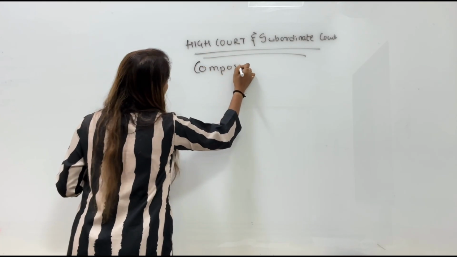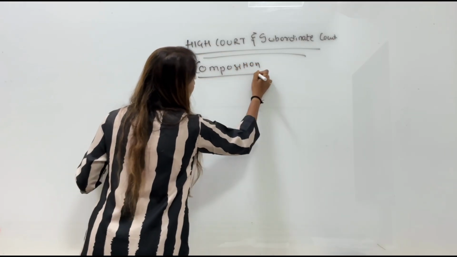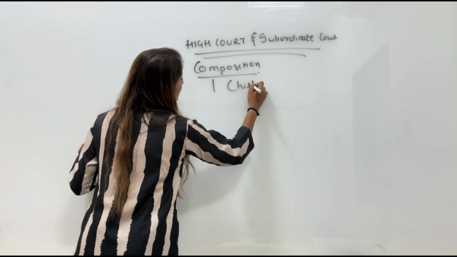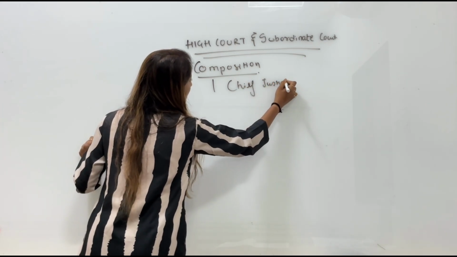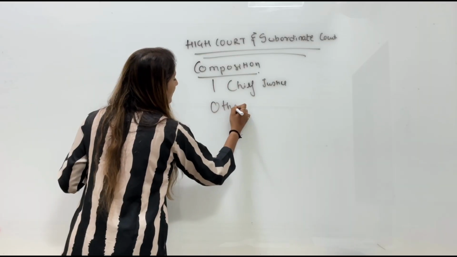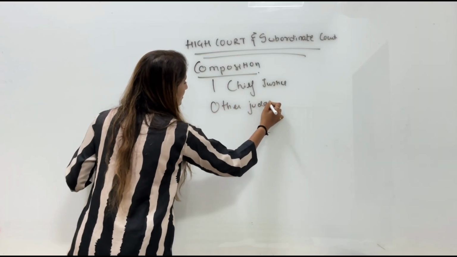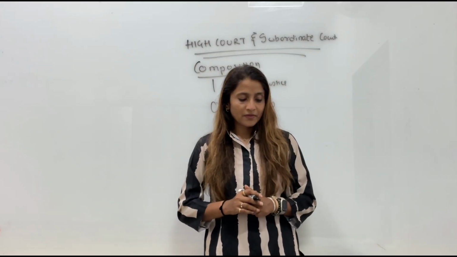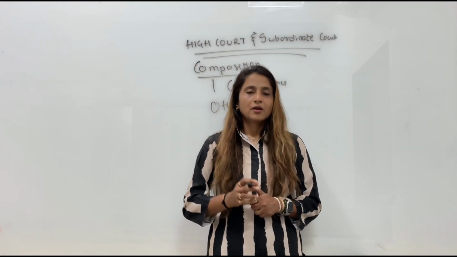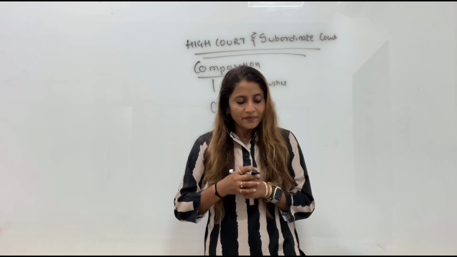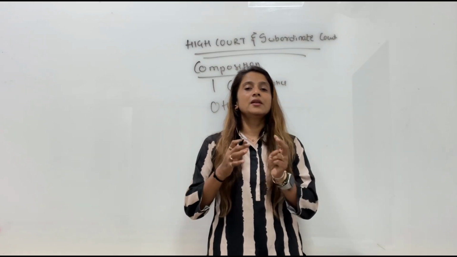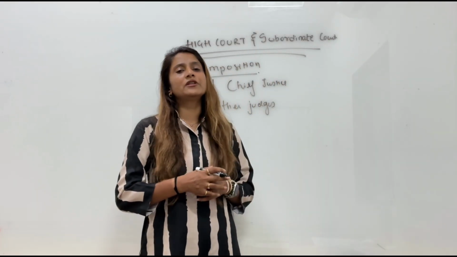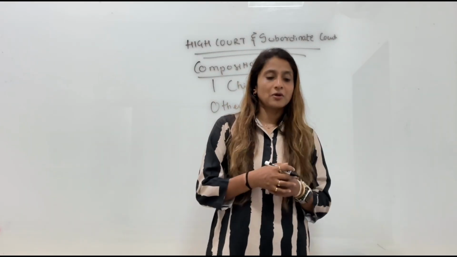To start with, composition. Every high court will have one chief justice. Every high court will have other judges. Now the number of other judges in every high court will not be the same. It will vary. Some states might have more other judges, some states will have fewer.